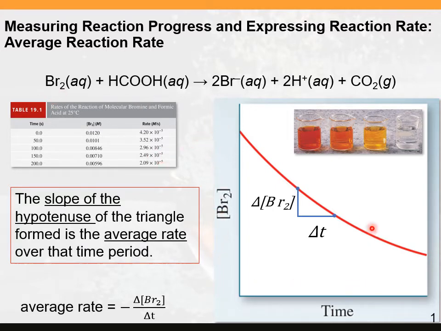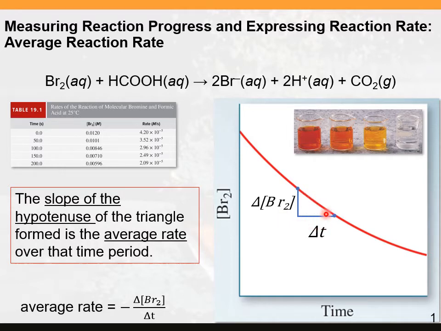For any 2 points on the curve, a triangle is formed. The two sides of the triangle correspond to the change in bromine concentration along the vertical axis and change in time along the horizontal axis. The slope of the hypotenuse of the triangle formed is the ratio of the two, which is the average rate of the reaction over that time period.